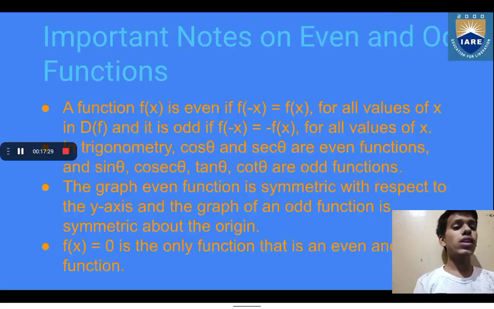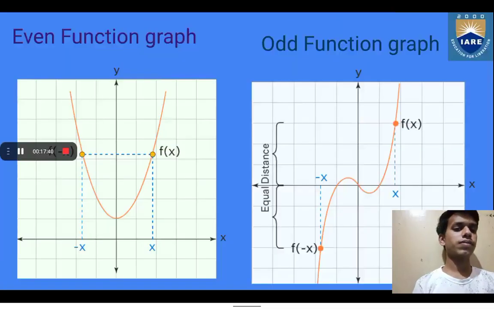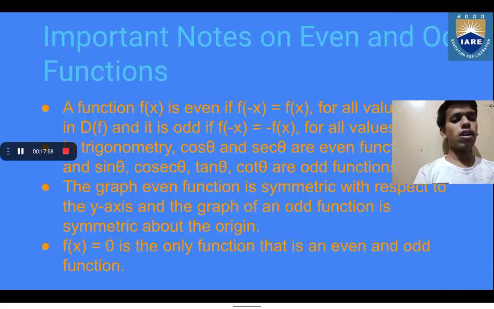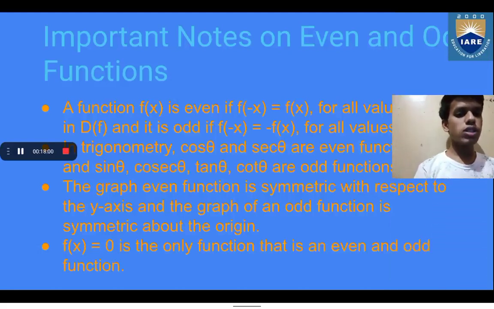The graph of an even function is symmetric with respect to the y-axis, and the graph of an odd function is symmetric about the origin, as we have seen in the picture here. Even function graph is symmetric to the y-axis, whereas odd function graph is symmetric to the origin. The last point is that f of x equal to 0 is the only function that is both an even as well as an odd function.